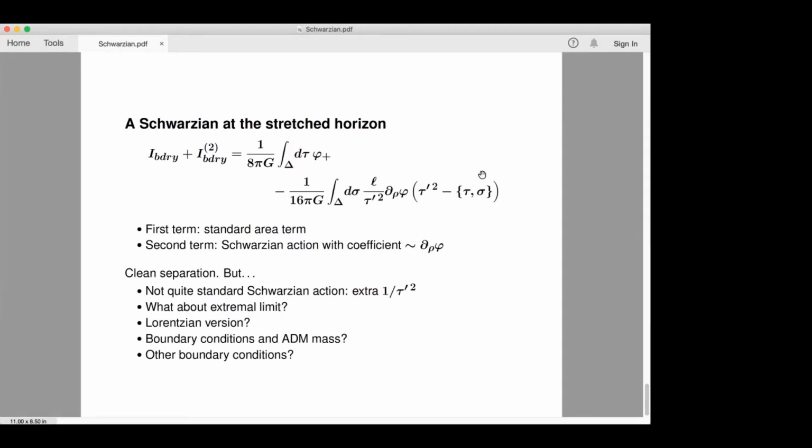Then what does it mean if I consider some extremal limit of an RN-dS black hole, for example? We know that near the extremal limit, the geometry is given by AdS2. Then the effective action, if I follow your Kaluza-Klein reduction, is not identical to the Schwarzian, but has some different type. Is that your conclusion with this new boundary condition?